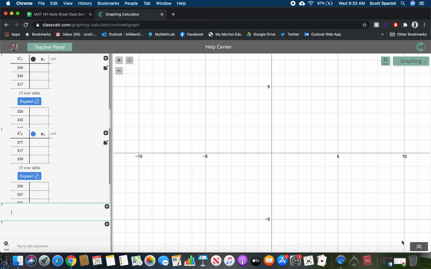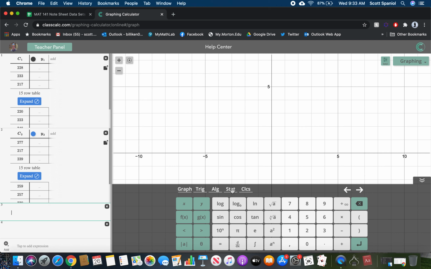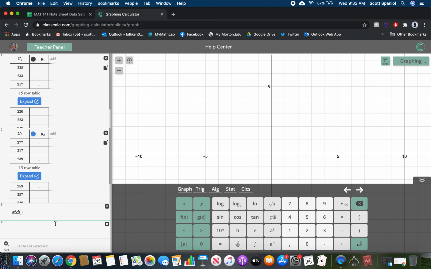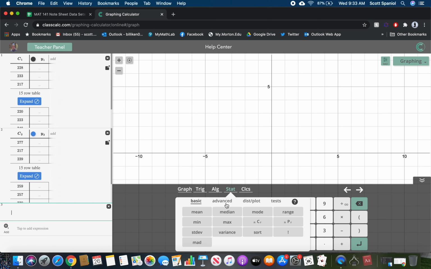Now, if you remember back to the last video, you could go in and do these individually. So if I go to Stat, and then I could just choose standard deviation, and I can tell it to find it for C sub 1, and there's both of them. It gives me the sigma and the S. So if it's a population, it would be this number. If it's a sample, it would be this number on the right. Or we can do all of this at once by going, instead of just going to Stat Basic, I can go to Stat Advanced and choose 1 var stats.